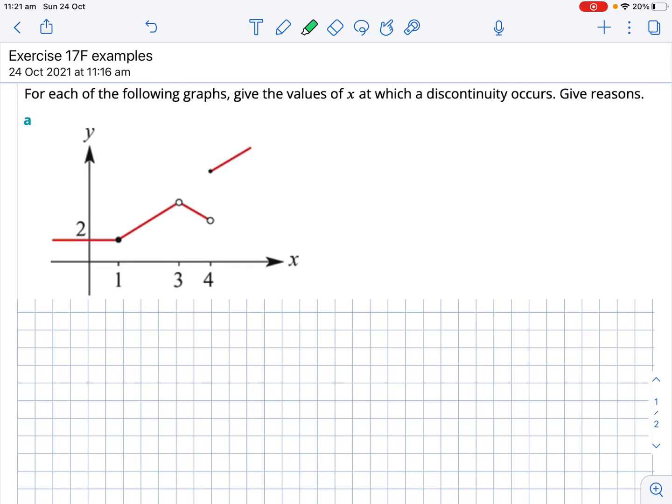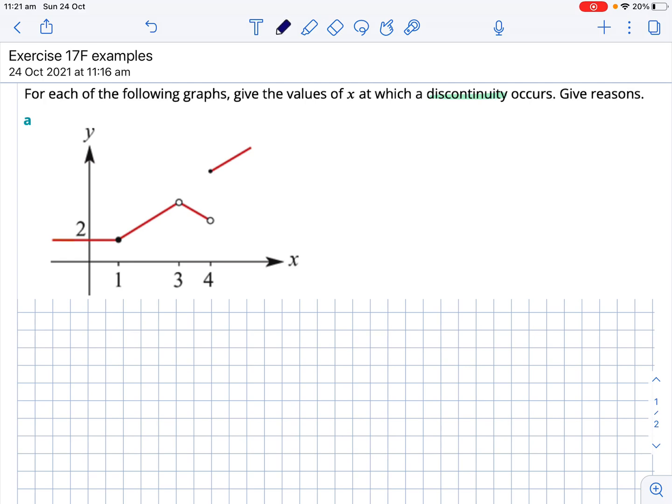Hi everyone, I've been asked to work through a couple of videos talking about limits and discontinuity and also where graphs are differentiable and not differentiable. So this first question is asking us to give the values of x at which discontinuity occurs. So here's my graph shown. I've got a few different parts here.